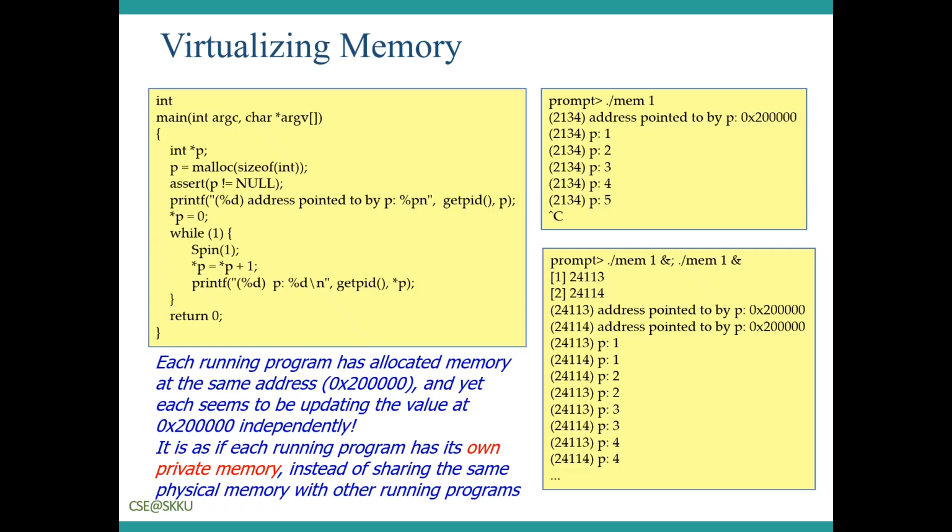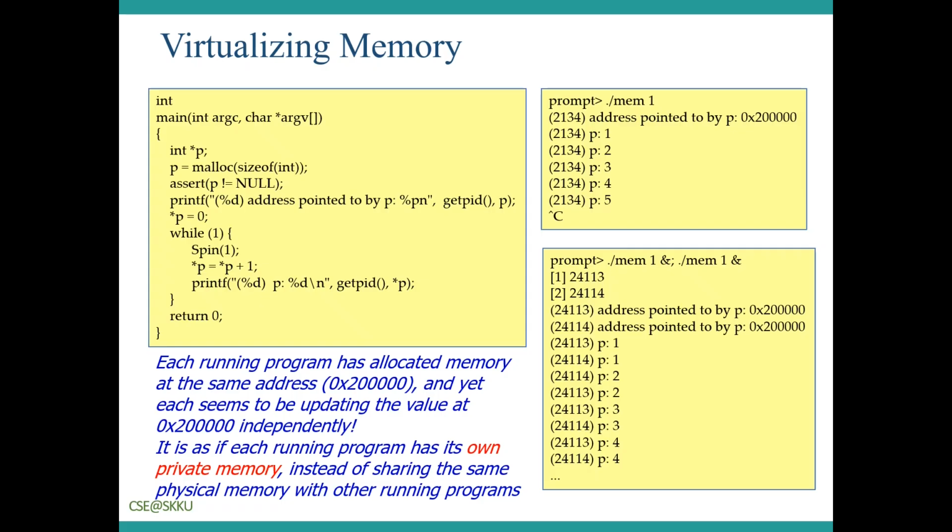You can check the output of this program in the right box. The first result isn't all that exciting. The program allocates some memory at the address 0x200000, then slowly updates the value and prints it out as it runs. Now, let's try running multiple copies of the same program and see what happens.